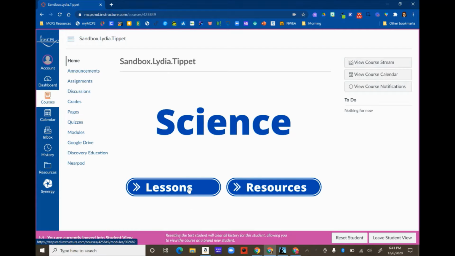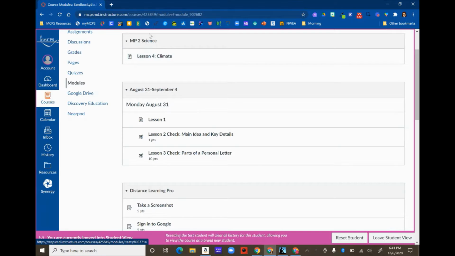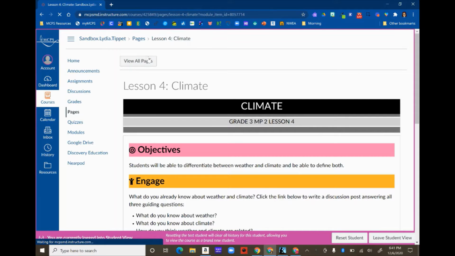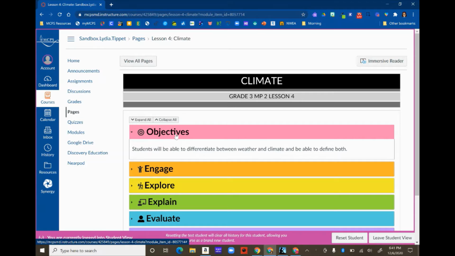So students would first click on lessons, and it would bring them to this module, our current module. And the lesson we're working on would be lesson 4, climate. So it starts with the objectives for this lesson. Students will be able to differentiate between weather and climate and be able to define both.